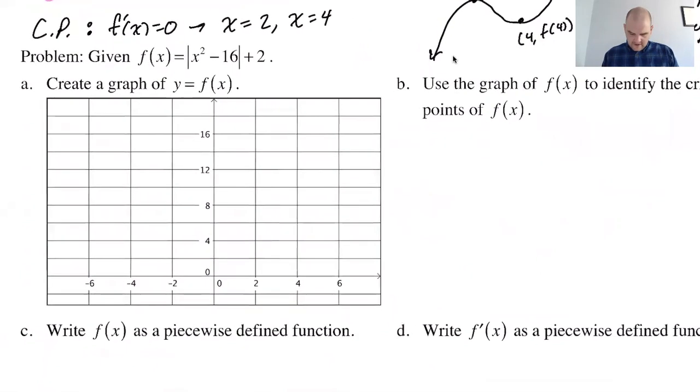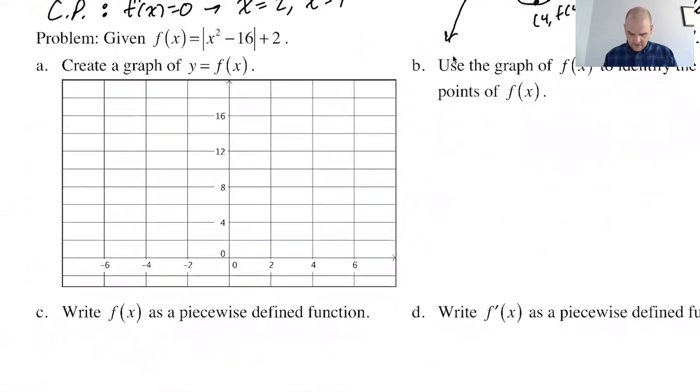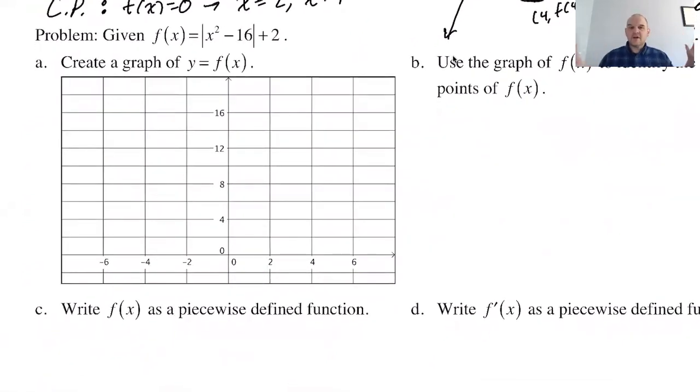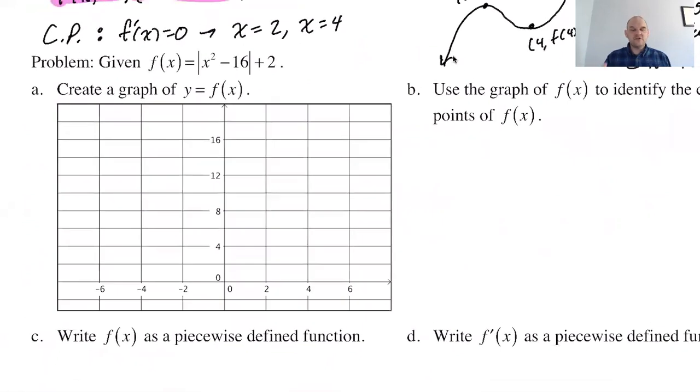So given this, create a graph of this thing. Okay, so how do we graph this? All right, we're going to graph it in pieces. So first, I'm just going to think about what x squared minus 16 looks like. In fact, I'm going to add that on this graph, but in a weird color so that we know that it's not the real thing that we want, maybe in a light grayish color.